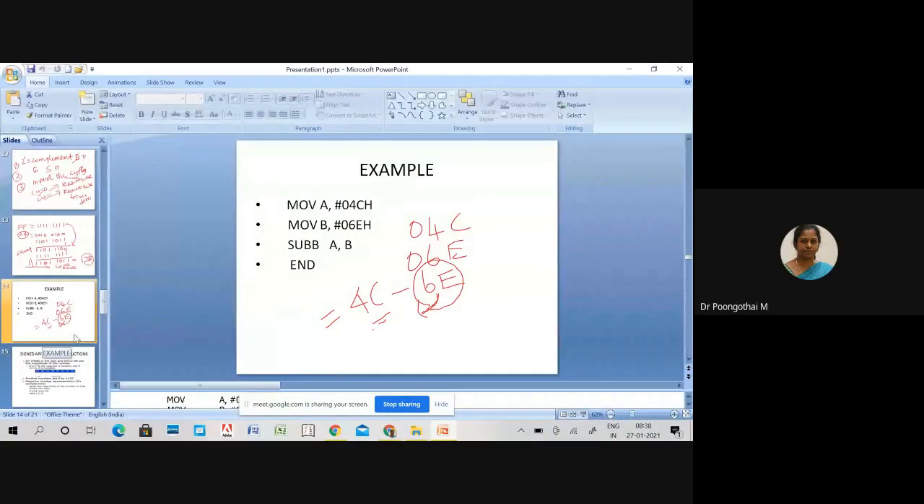So if carry is 0, the result is positive. If carry is 1, the result is negative. This rule is only applicable for your unsigned subtraction, not for signed subtraction. Okay?